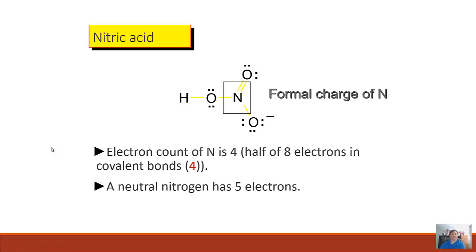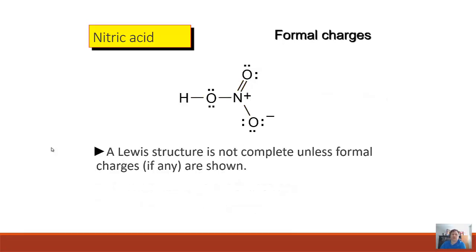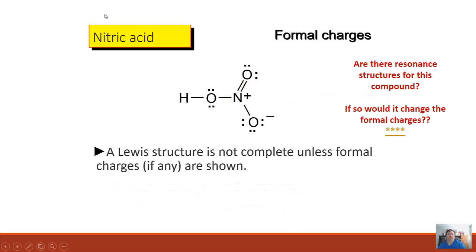Okay. So hopefully that was pretty easy for you. Now, here's kind of the question. Okay. We put in our charge, which is a plus and minus. Okay. Are there resonance structures for this? And if there are, would it change, right? Could we move this bond down here? Would it still be relatively the same? Okay. Maybe, why don't you try that one really quick and think about that.